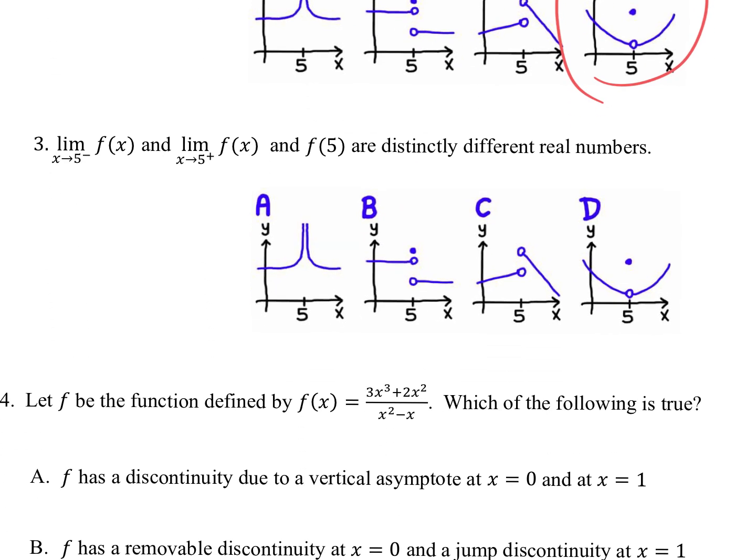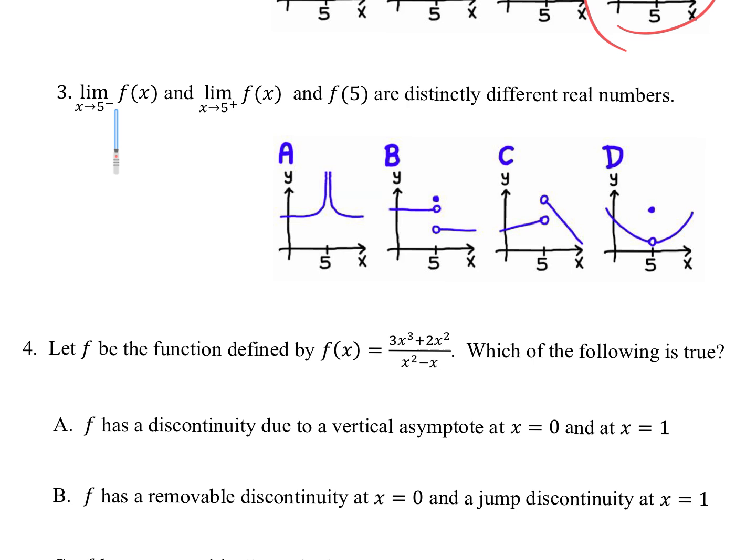Love it. Question number 3 says the limit from the left and the limit from the right and the value of the function at 5 are distinctly different numbers. B, you're saying. You're saying the limit from the left is something. The limit from the right is something else. And the value of the function when x is 5 is something else. I dig it. Good call, Lob.